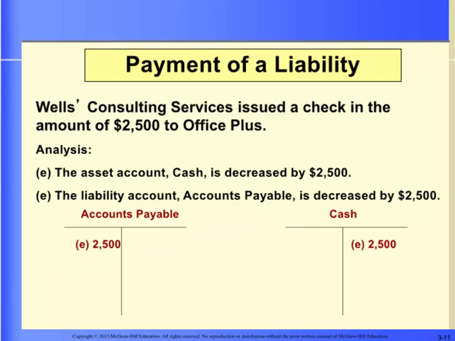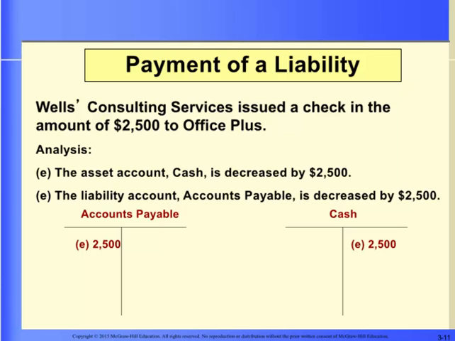Recall that the firm purchased equipment earlier on account. It is now paying part of that liability by issuing a check to the vendor, Office Plus. Remember that assets are on the left side of the accounting equation, so to increase them, we would record the entry on the left. However, since this transaction involves a decrease in an asset account, we need to record the entry on the right side of the asset account.